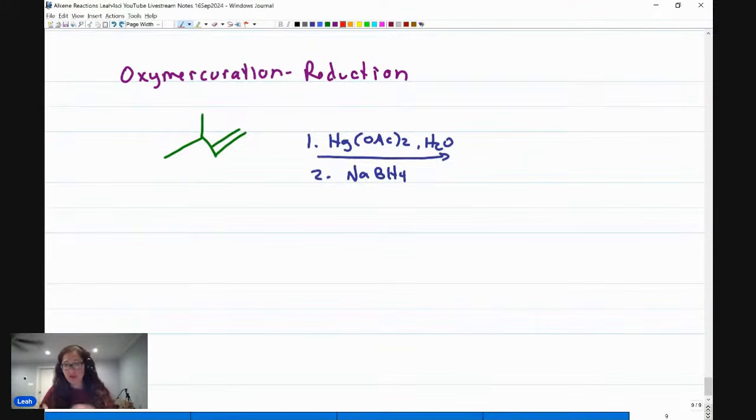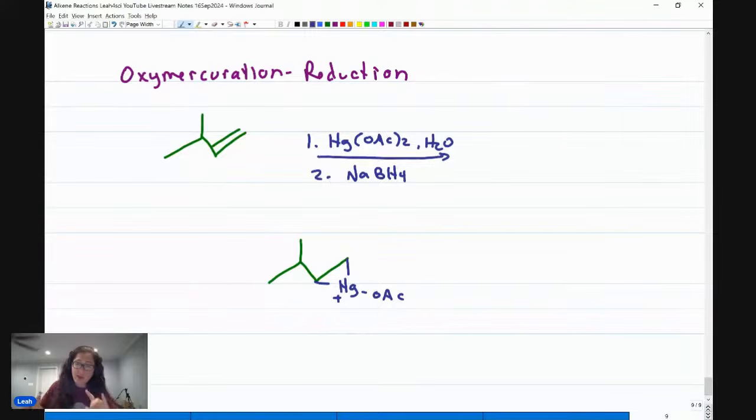Very similar to when we did the halogenation reaction, the intermediate for this is going to have a mercury or mercurinium bridge where the Hg is holding on to both sides. It still has one of the OAc groups and it's got the positive charge.